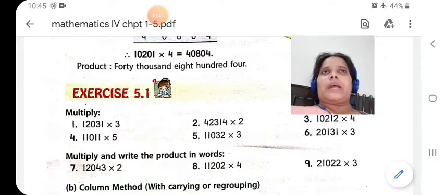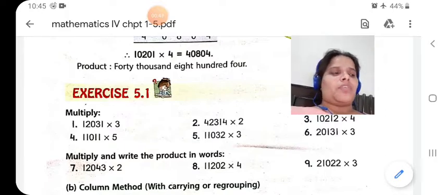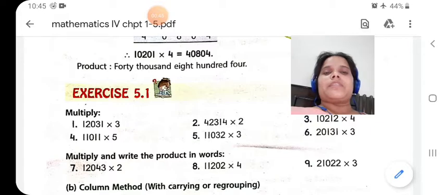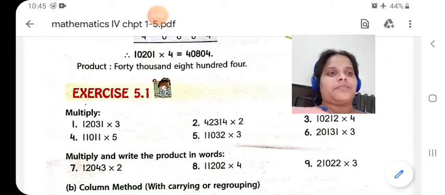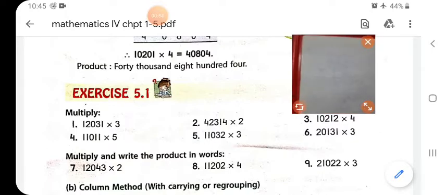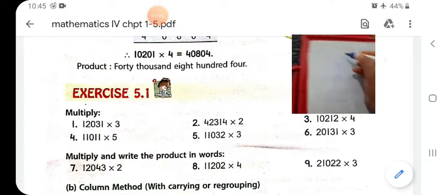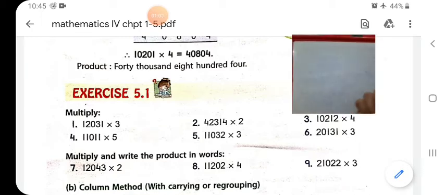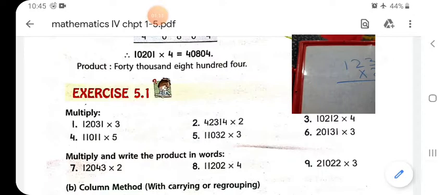I am just going to give you a quick recall of that, and after that we will start with our next topic. So let's just start. In this multiplication with a single digit without carry, I'm just going to take an example, and after that we are going to continue with our topic.